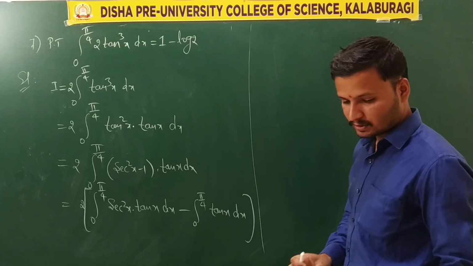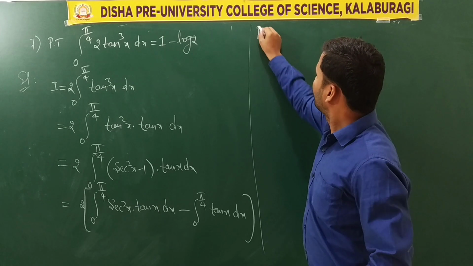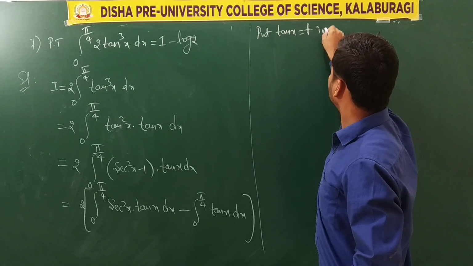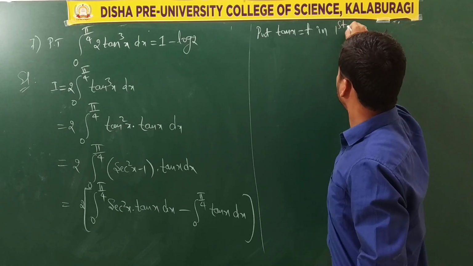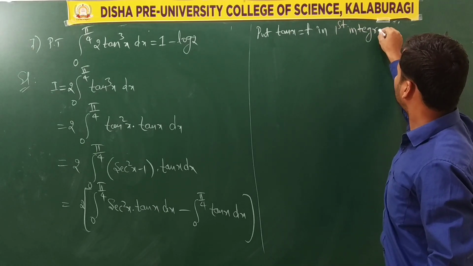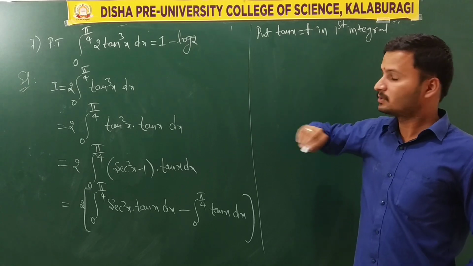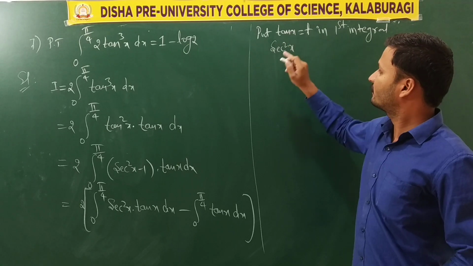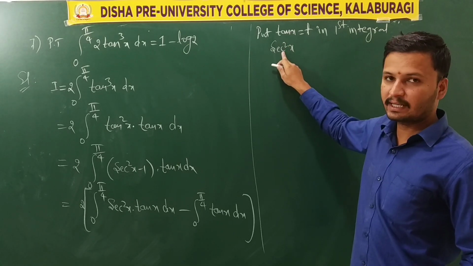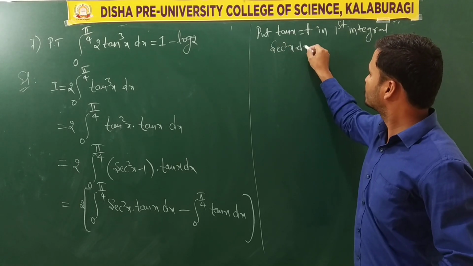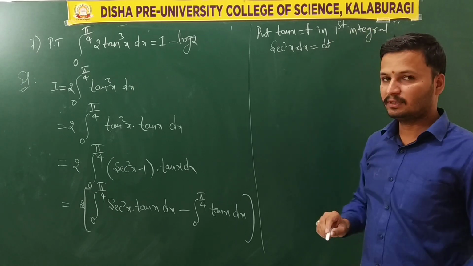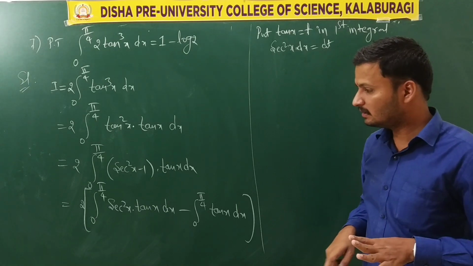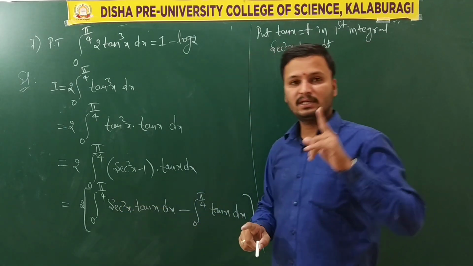Let us use the substitution method. Put tan x equal to t in the first integral. Differentiating, the derivative of tan x with respect to t gives secant square x dx equal to dt. If we use the substitution method in a definite integral, the lower limit and upper limit change.